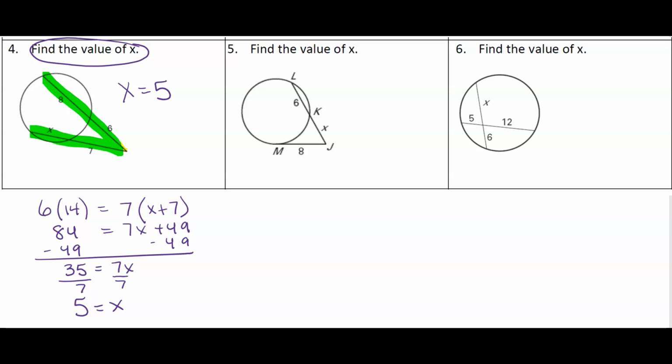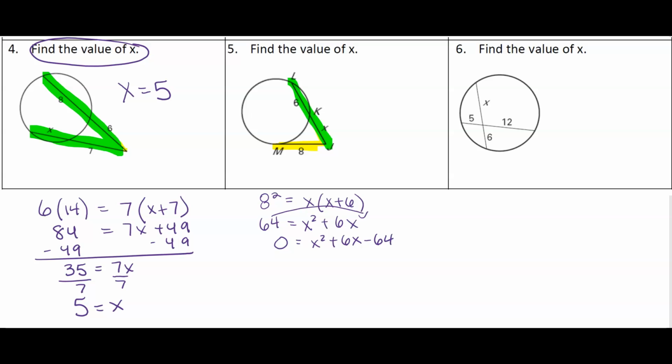Now, question 5, you have a tangent here, so you need to say 8 squared, then you need to do a part and a whole for the secant. So the setup for this one would be 8 squared equals x times x plus 6. So this would be 64 equals x squared plus 6x. Bring the 64 over to the other side. When you bring it over, it'll turn negative.